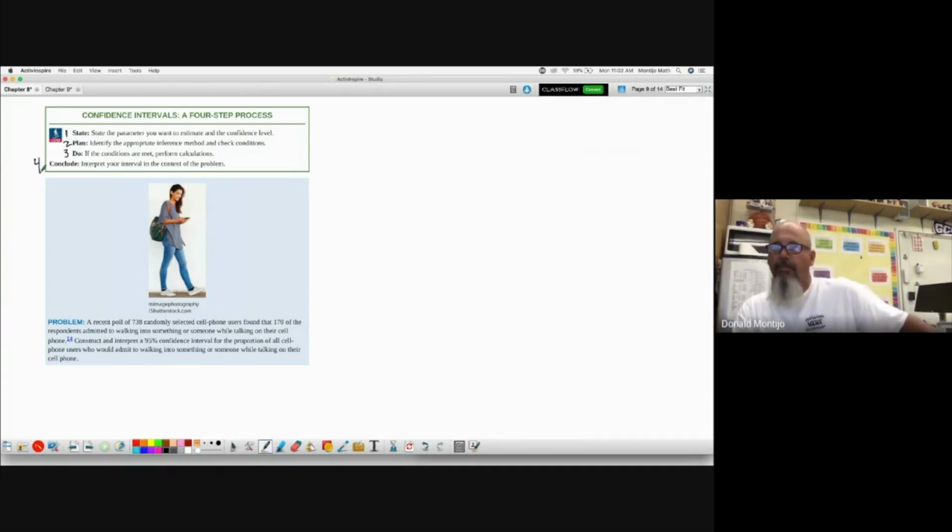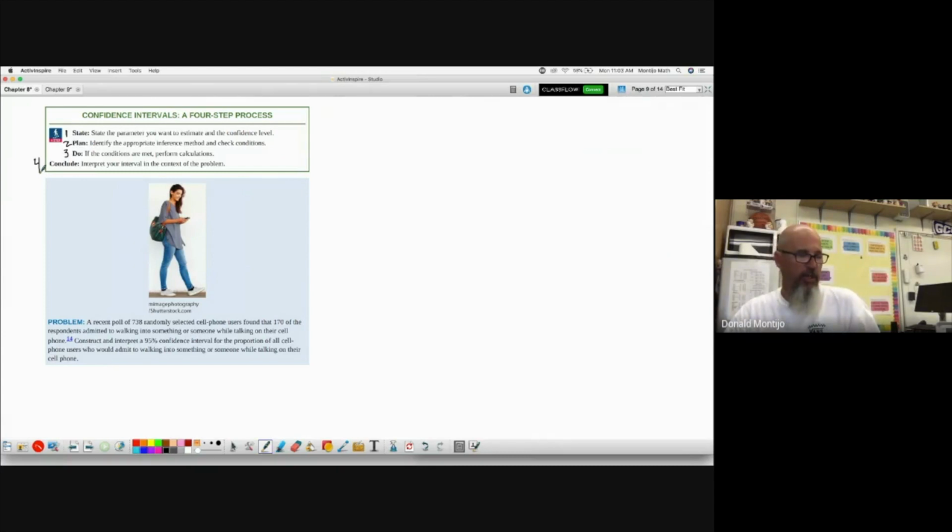A recent poll of 738 randomly selected cell phone users found that 170 of them admitted to walking into something while talking on their cell phone. Construct and interpret a 95% confidence interval for the proportion of all cell phone users who would admit to walking into something while talking on their phone.